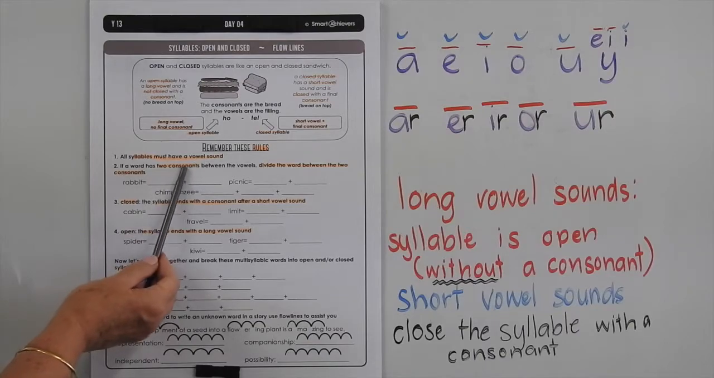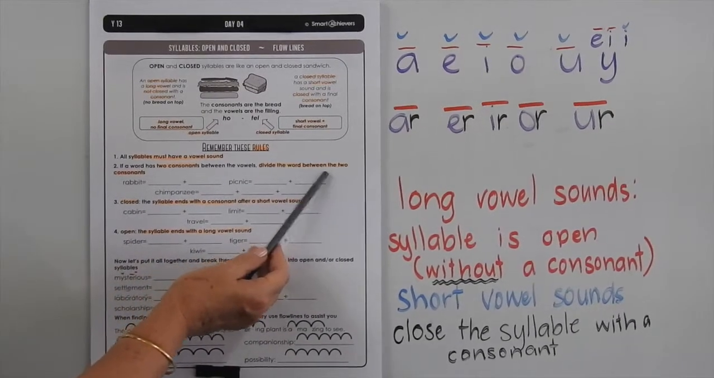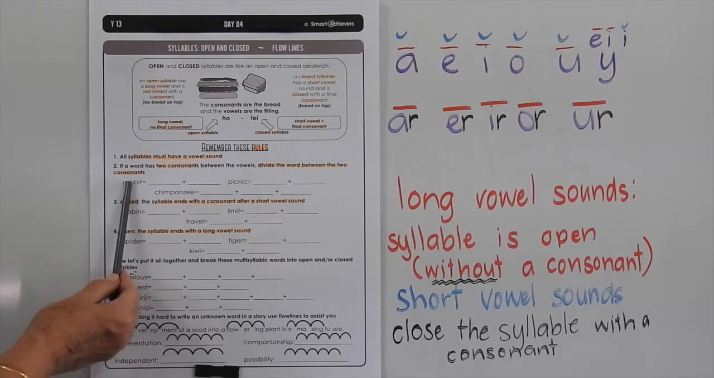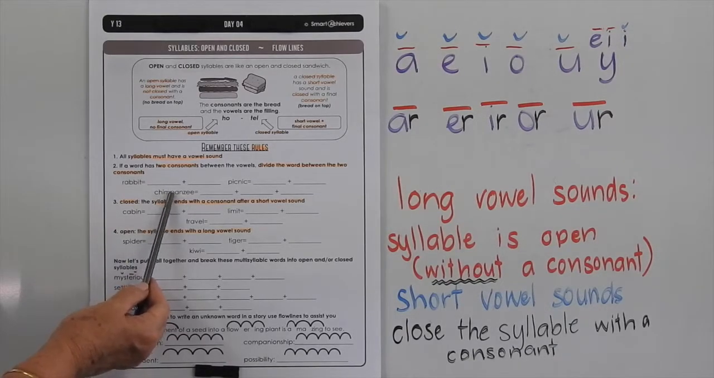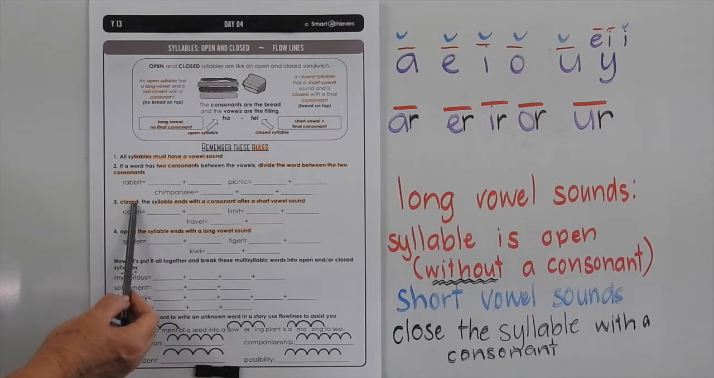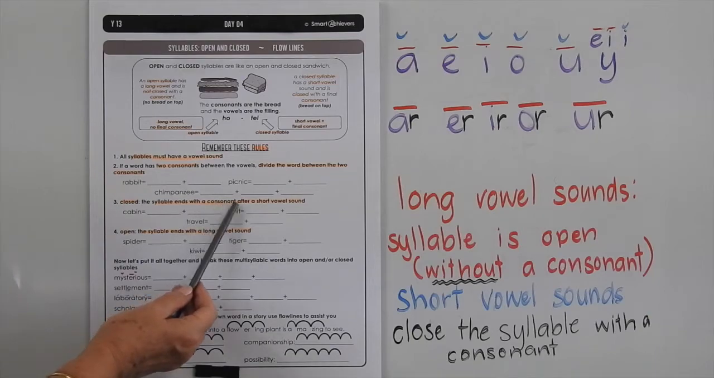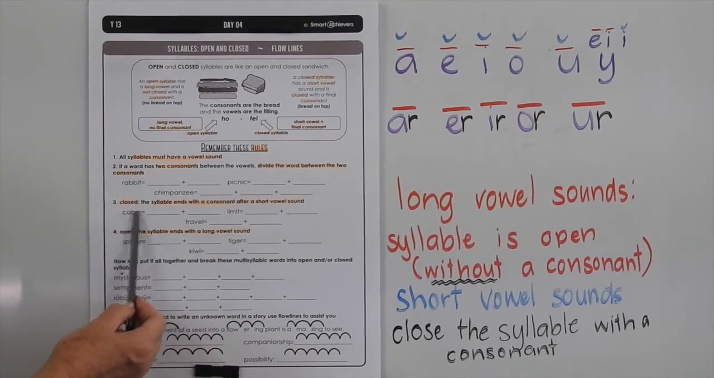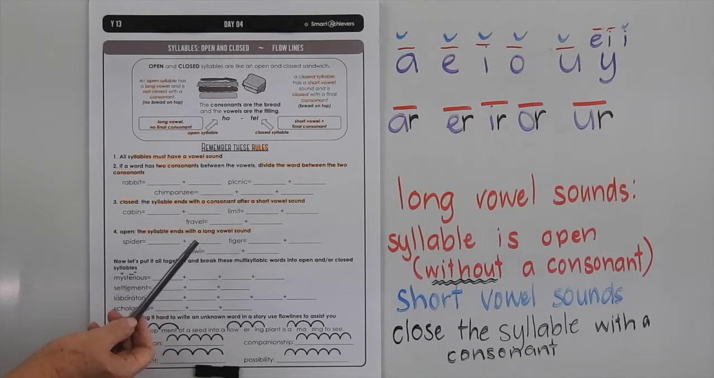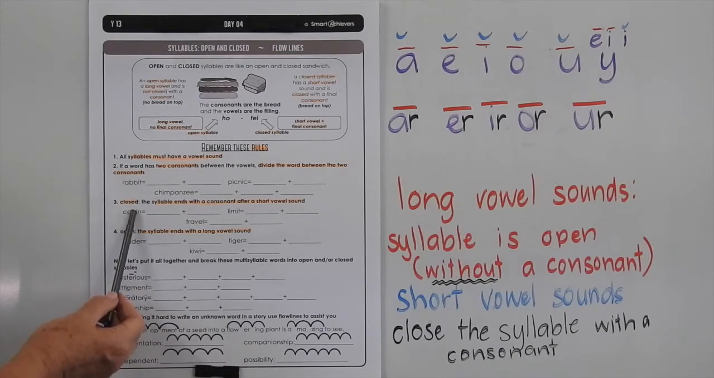If a word has two consonants between the vowels, divide the word between the two consonants, because that's indicating that you have a short vowel sound. Now the two consonants don't have to be the same, they can be different, as we see in chimpanzee here. Number 3 rule, closed syllables, the syllable ends with a consonant after a short vowel sound, so you've got cabin. If you try and say that as a long vowel sound, cabin, you know there's no such word. So you know that the final consonant has to sit with that short vowel. It's going to be a short vowel sound. So it will be cabin. There's no double consonant there.